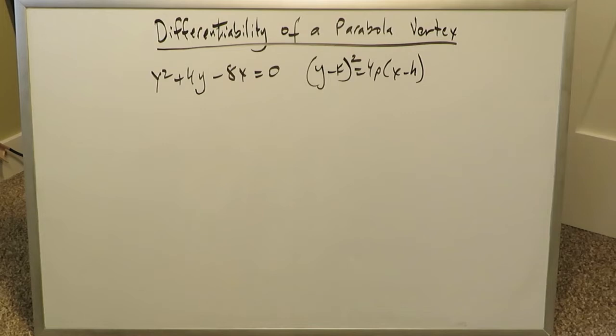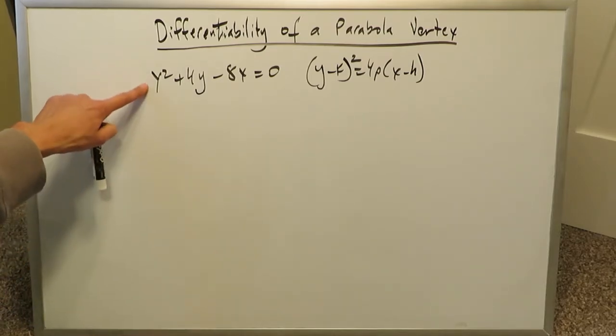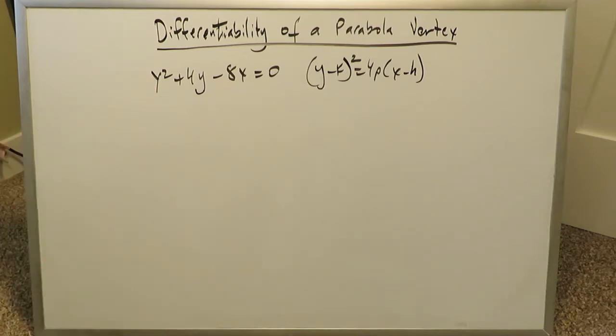Is the parabola vertex differentiable? That is, can you determine a derivative at the vertex of a parabola? That is the question for this video. We have as our model equation this right here, y squared plus 4y minus 8x equals 0.